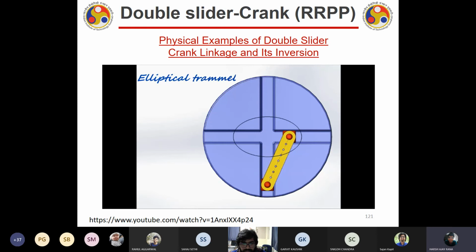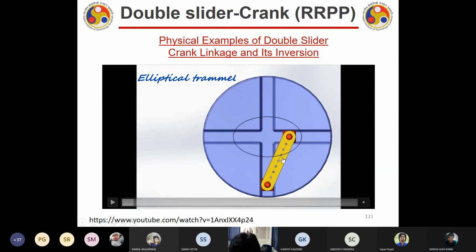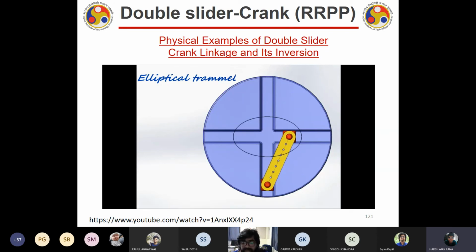Sir, if the major and minor axes are equal, then it will be a circle, right? Yeah, of course, but is it possible? Can I get a point on this link in such a way that instead of getting an ellipse, I get a circle as the locus?